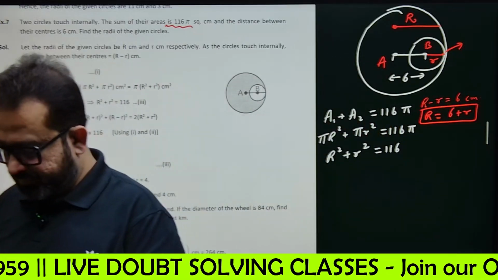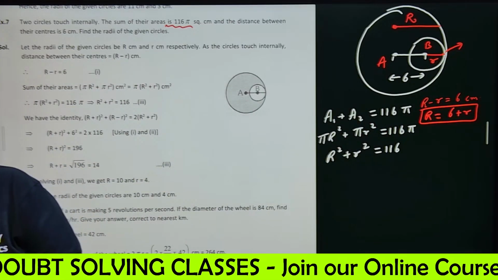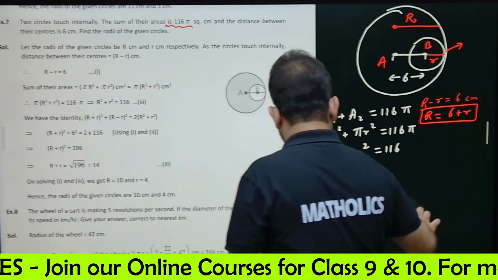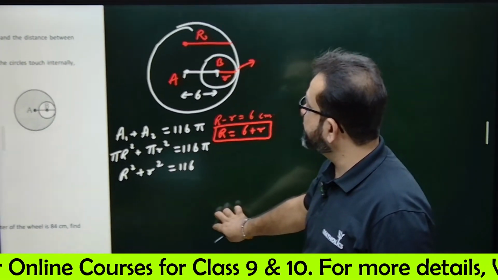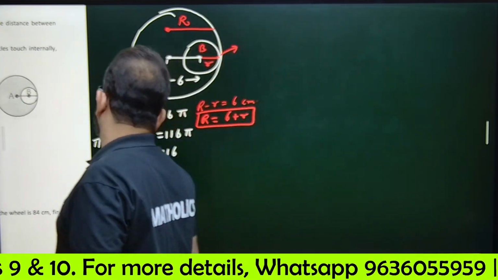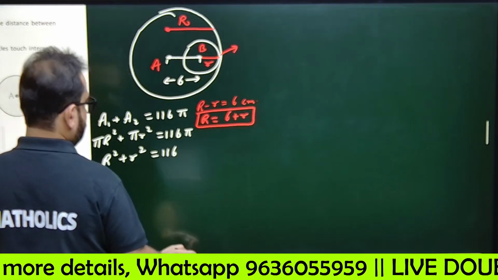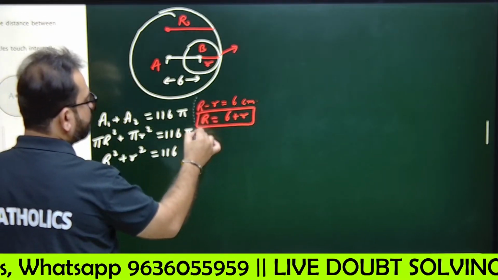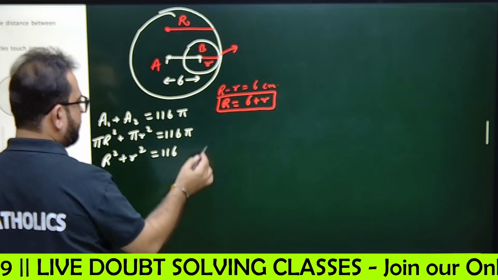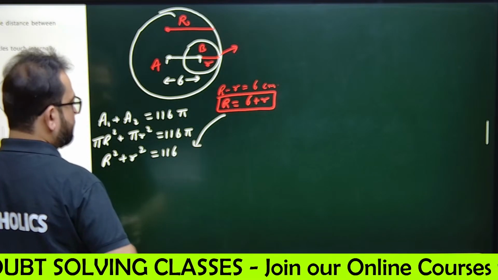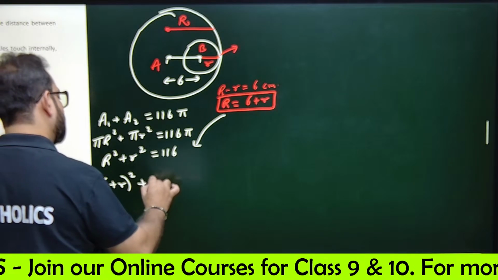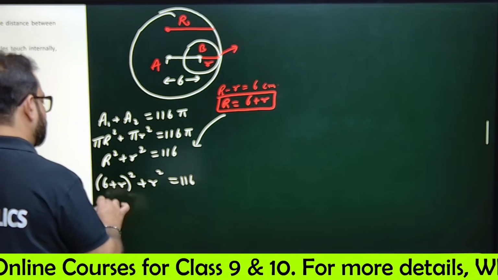Okay, let's move forward. Now we will use R minus small r, and if you square, we have to use this thing. Capital R equals 6 plus small r, into this equation. So instead of capital R, I'll write 6 plus r, or (r plus 6) whole square plus small r square equal to 116. Start solving.